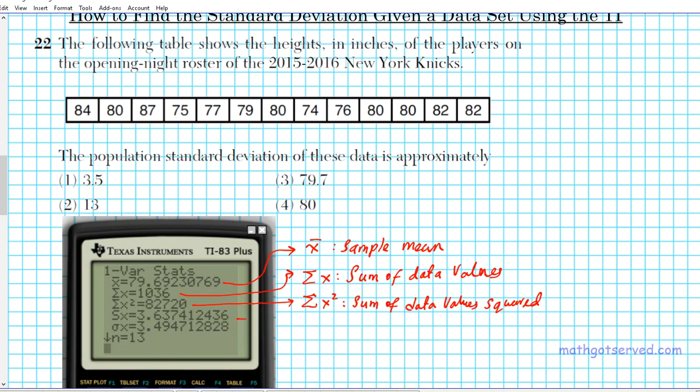What does this Sx mean? This Sx right here represents your sample standard deviation. So this Sx is your sample standard deviation. Is that what we are asked to calculate? The question says, what is the population standard deviation? All right, let's look at the next one.